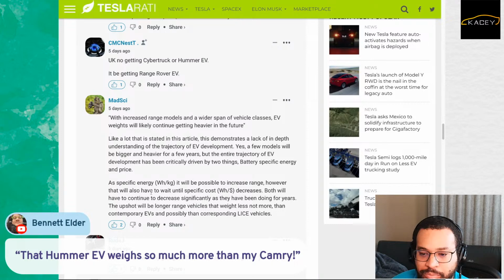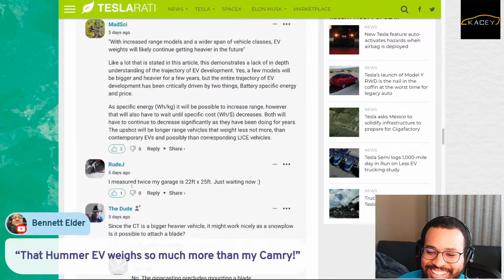However, that will also have to wait until specific cost, watt-hours per dollar, decreases. Both will have to continue to decrease significantly, as they have been doing for years. The upshot will be longer range vehicles that weigh less, not more, than contemporary EVs and possibly the corresponding LICE vehicles. Legacy ICE, LICE. I like it.